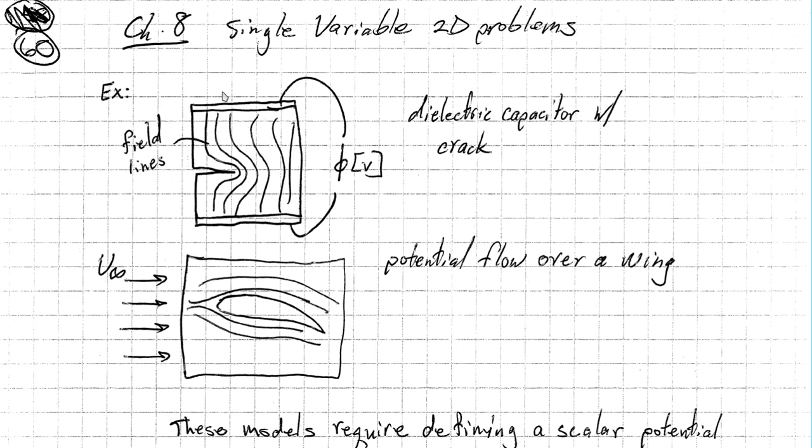One is, let's say you have an insulator. So you have a capacitor with a crack in it. Maybe this is air or a vacuum. You have a couple of electrodes. If you put an electric potential across this, the electric field lines will go around the crack.